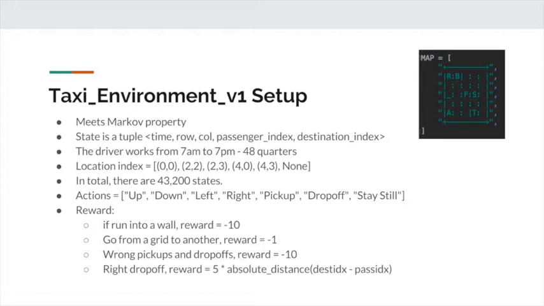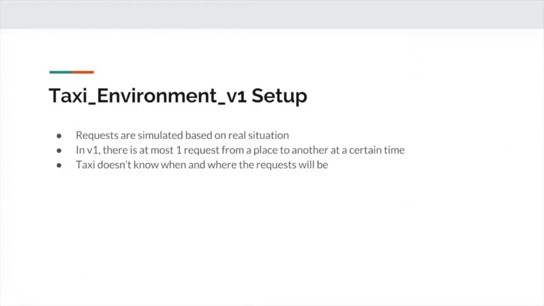At each state, the taxi can take 7 actions: go up, down, left, right, pick up, drop off, and stay still. Moving from one grid to another has a reward of -1. Running into a wall or doing a wrong pickup or drop off gives a reward of -10. A successful taxi trip has a reward of 5 times the absolute distance between the pickup location and the drop off location. To clarify a few more points, the V1 setup meets the following rules.